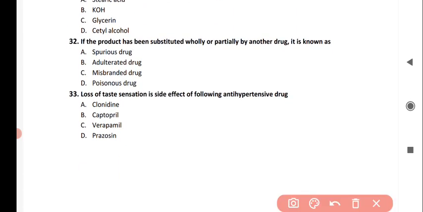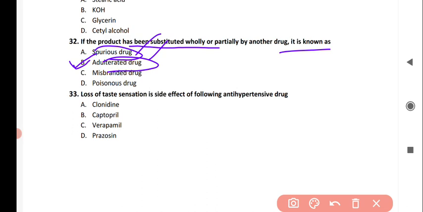The next question is: if the product has been substituted wholly or partially by another drug, it is known as. So if a drug is substituted wholly or partially by another drug, it is known as adulterated drug. But there is a lot of confusion between spurious drug and adulterated drugs. In several books, they have mentioned this statement under spurious drug, and in some, under adulterated drugs.